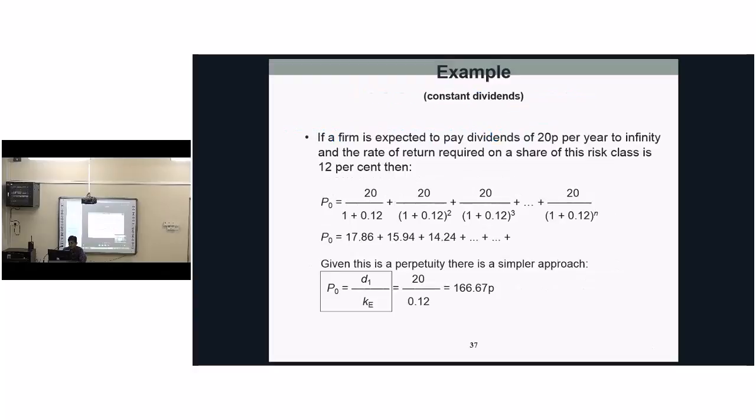Starting with, how are we going to give a value for a firm when they pay constant dividends? I'll take you through this example as per this question. If a firm is expected to pay a dividend of 20 pence per year to infinity, and the rate of return required for the share is 12%, how should we get the value?